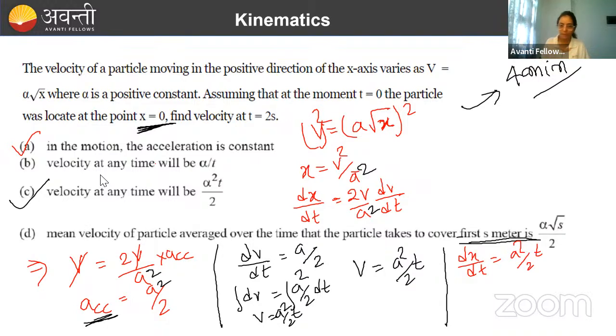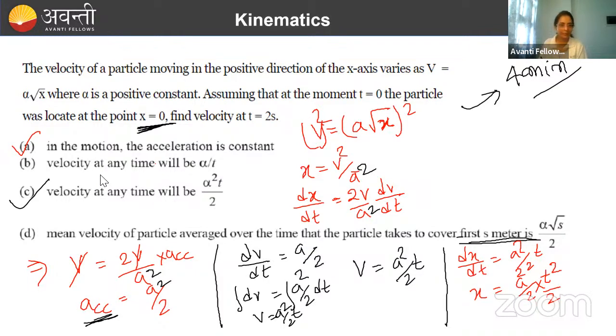Again, x we can calculate from here. So x will be equal to, directly I'm writing, a square by 2 into the integral of t dt now. So that will be equal to a square t square by 2. So it is something like this.